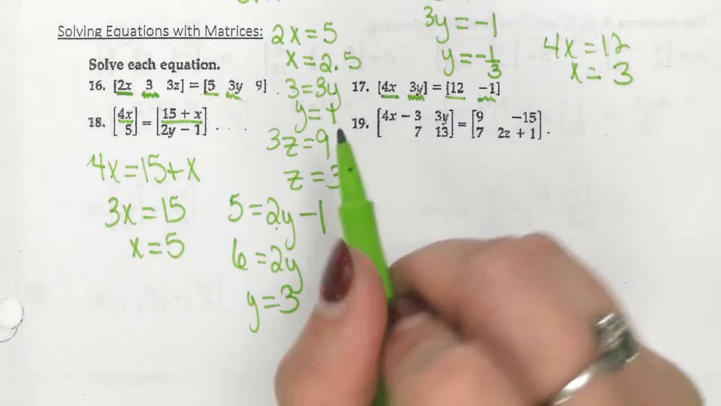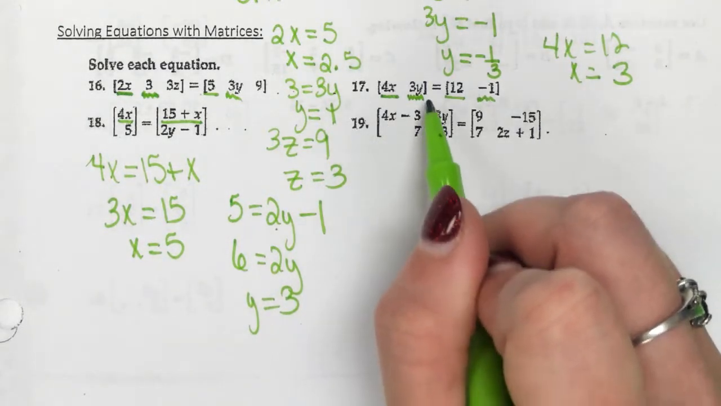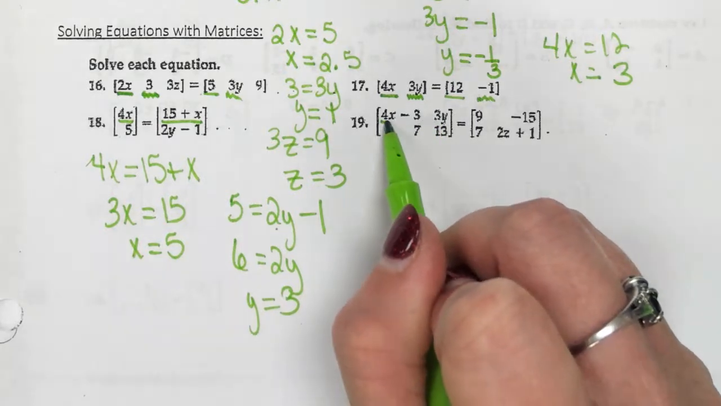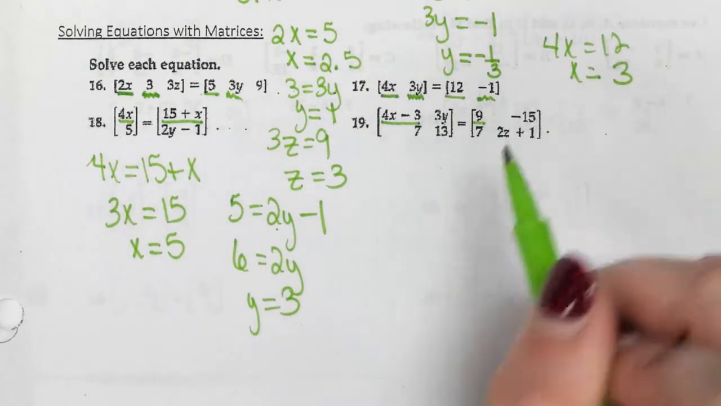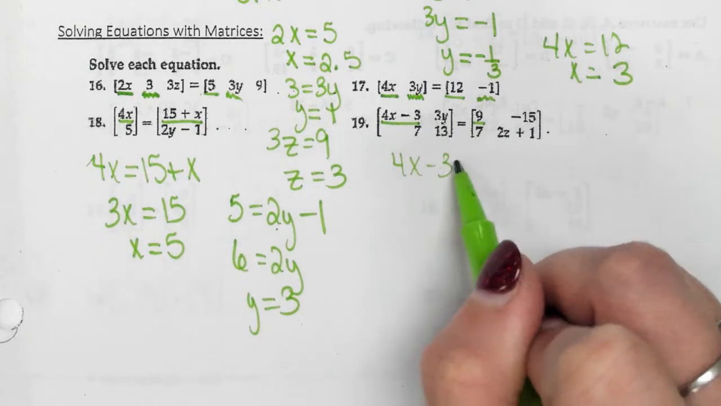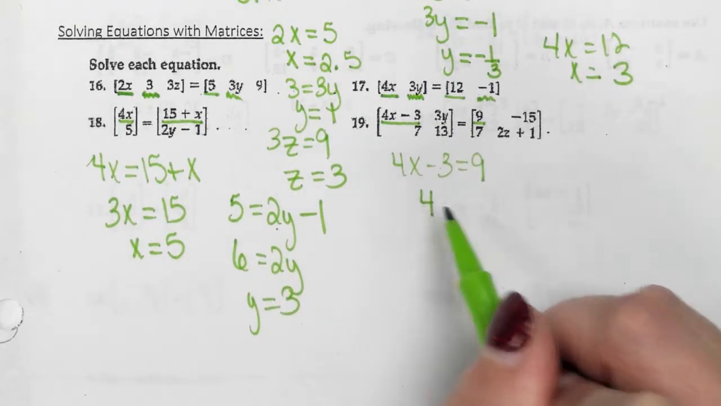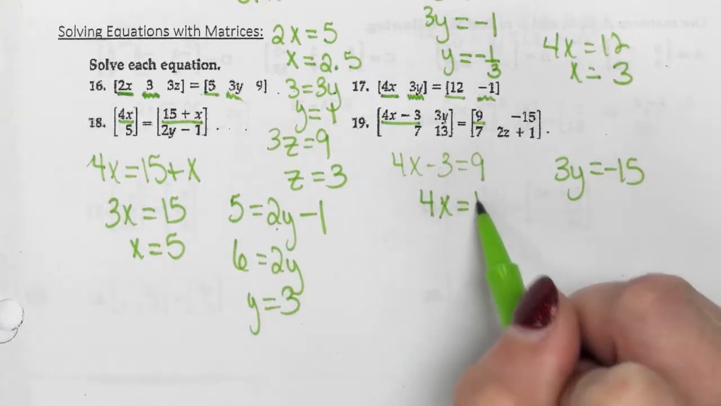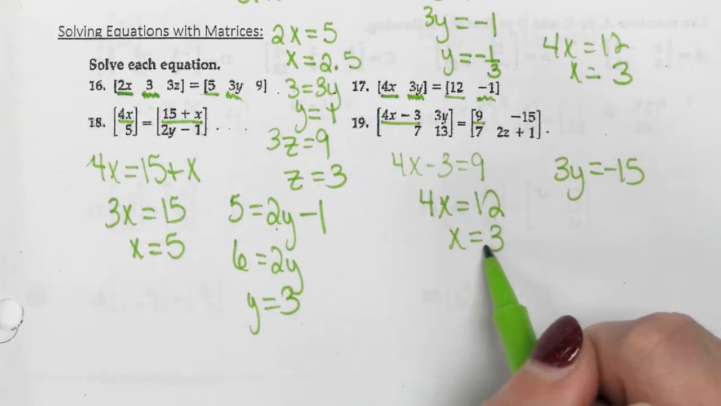All right, last one. Here we go. Do you see how there's a gap between 4x minus 3 and 3y? So the 4x minus 3 goes together, and the 9 goes together. That matches up with 9, and then 3y matches up with negative 15. 3y goes with negative 15. Yep. So you have 4x equals 12, and so x equals 3.